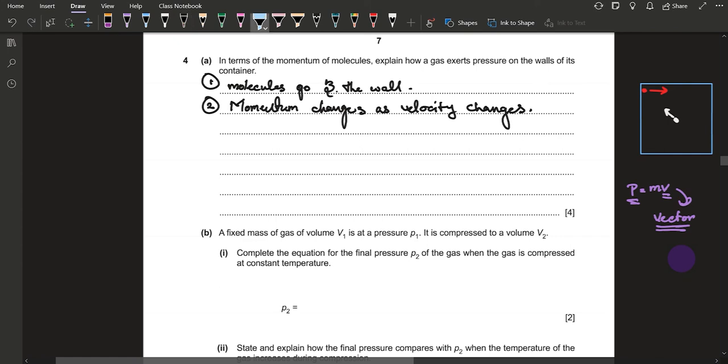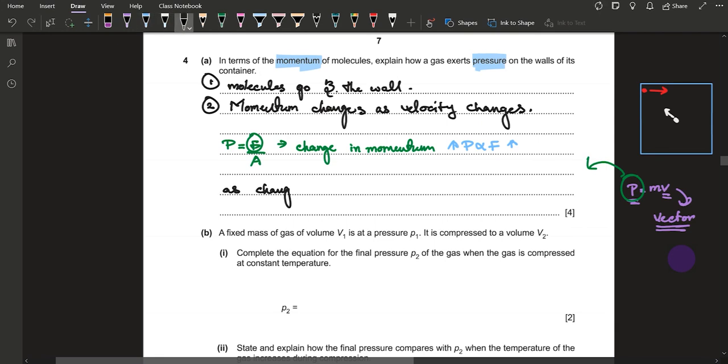They're asking us to explain how a gas exerts pressure on the wall because of the momentum. The reason behind this is that we have the formula pressure equals force divided by area. And we know that force is change in momentum. As momentum changes, the force also changes. And we know that pressure is directly proportional to force. As force increases, pressure increases because they are directly proportional. So we can mention our last point here, that as change in momentum increases, pressure increases. And we'll get 4 marks for this.